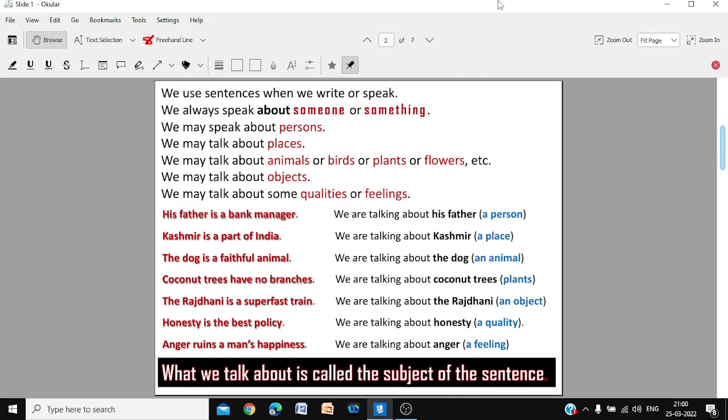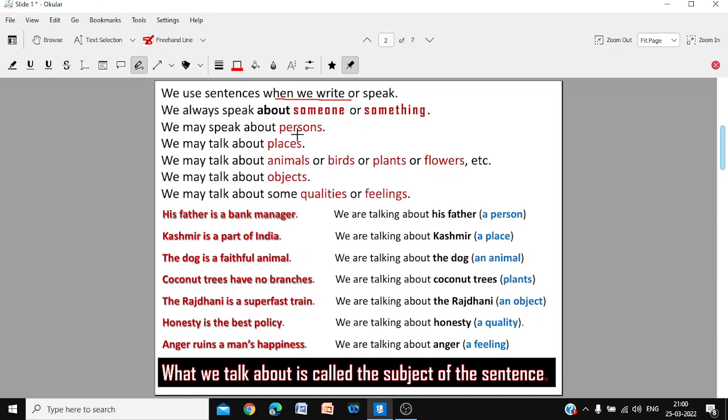We use sentences when we write or speak. Whenever we write or speak, we will be using sentences. And when we are writing or speaking, we are always talking about someone or something. Whenever you are talking, you must be saying something about someone. So you always talk about someone or about something.